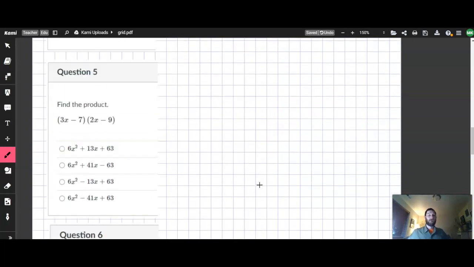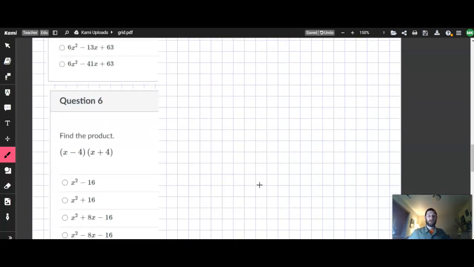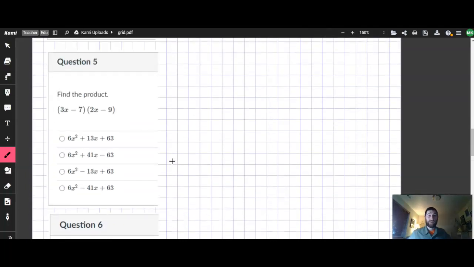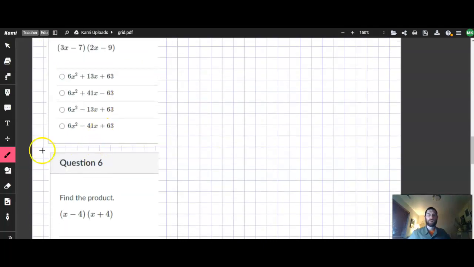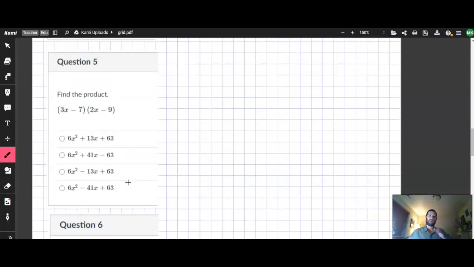Now, when you look at question 5 and when you look at question 6, they are the exact same process. And so, if you feel comfortable doing that multiplication, you can go ahead and end the video here, actually multiply it together, you're going to be in great shape. But I'm going to go ahead and kind of breeze through question 5 and question 6 just to give you that extra bit of practice. And so, let's go ahead and multiply our 3x minus 7 with our 2x minus 9.